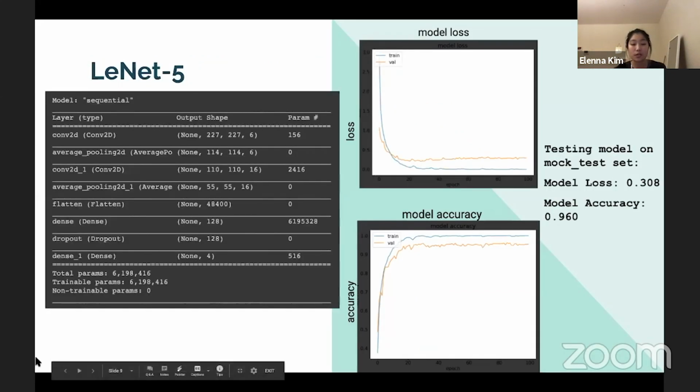One of the CNN models we tried was LeNet-5, which is a classic CNN architecture. It's a fairly simple architecture as it only has 7 layers. On the left is a summary of the layers and parameters used in the LeNet-5 model, and on the right are plots showing how the model's loss and accuracy changed over time as it trained and ran on a mock test dataset. The upper figure shows how the loss decreased quickly before maintaining a stable state, and the lower figure shows how the accuracy increased quickly before leveling off. Both of these are characteristic of a good model. Also, on the far right, you can see that the model yielded a 96% accuracy, and the loss, which can be thought of as the sum of its errors, was only 0.308, so LeNet-5 performed quite well.